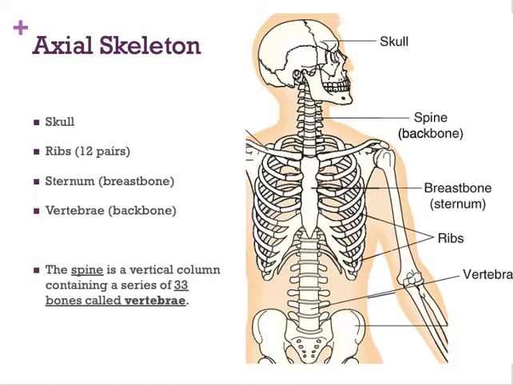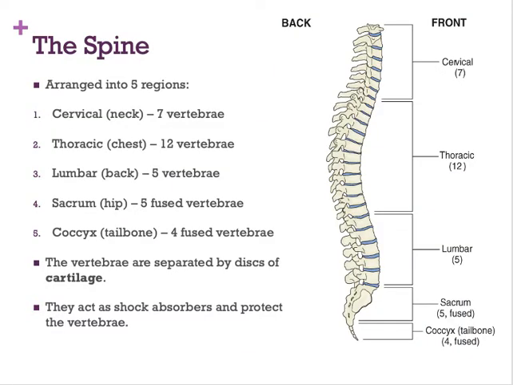Now, let's look at our axial skeleton in more depth. So we have the skull, the ribs, the sternum, and the vertebrae. Let's look at the vertebrae first of all. So here we have at the back our spine, and it's divided up into 33 bones called vertebrae. Now those vertebrae are divided into regions. Starting at the top up here near the neck, we have our first 7 are called the cervical or cervical, depending where you're from, but cervical vertebrae.